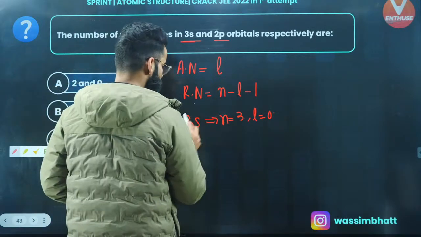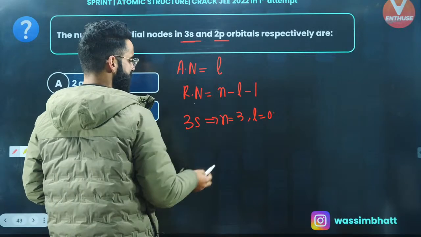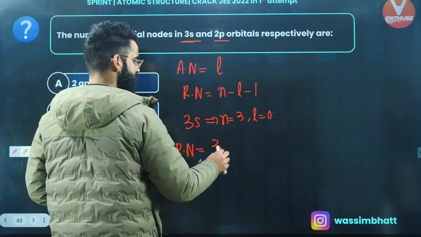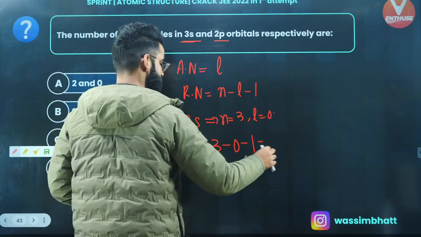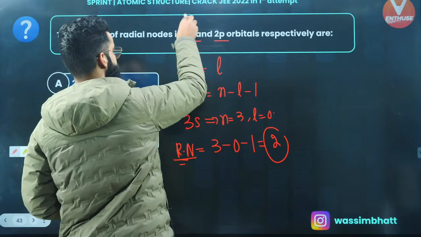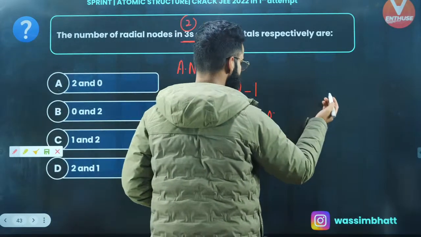Similarly, once you know the n and L values, just calculate the radial nodes for 3s. So radial nodes for 3s is going to be n value 3 minus L value 0, minus 1, so the value comes out to be 2. So radial nodes in case of 3s are going to be 2, right? What about 2p?